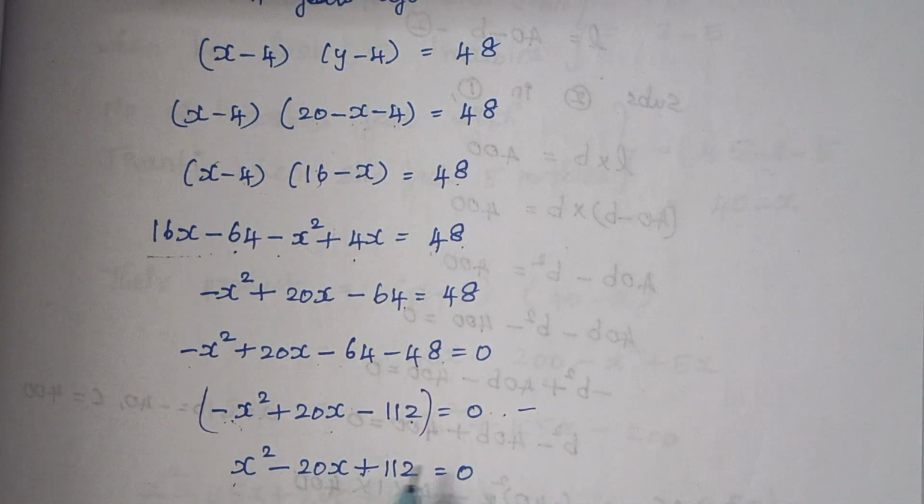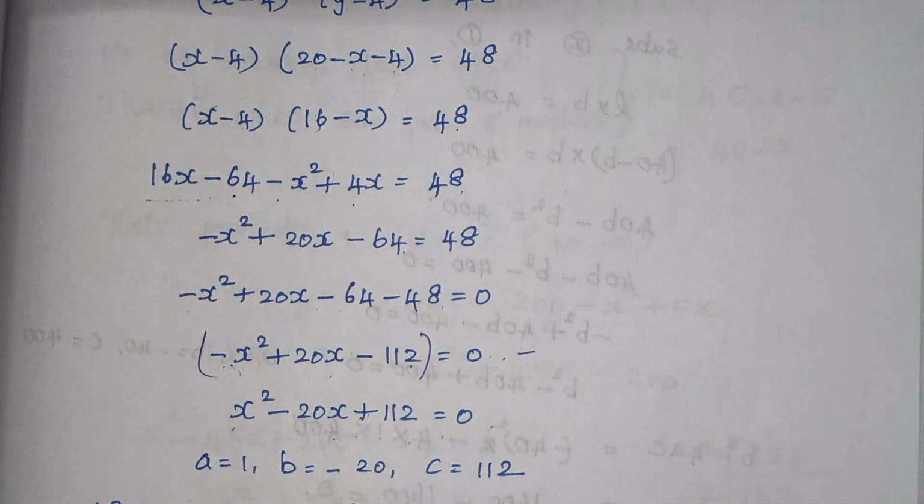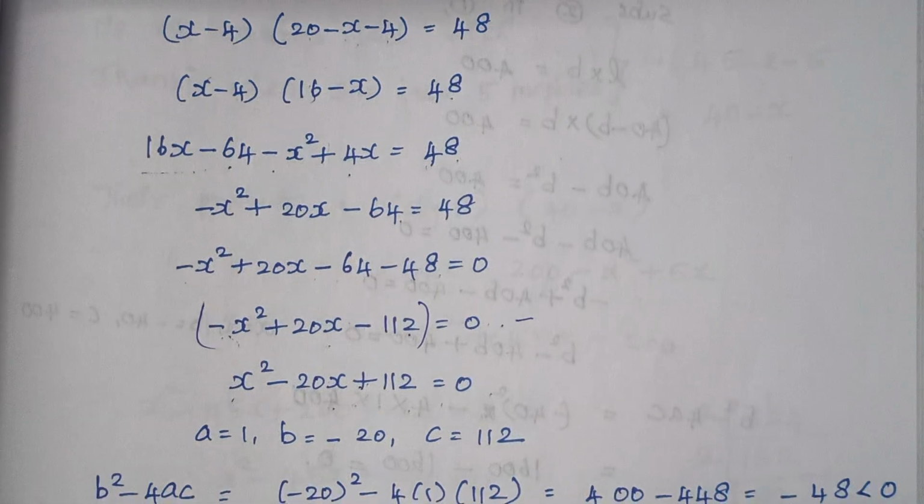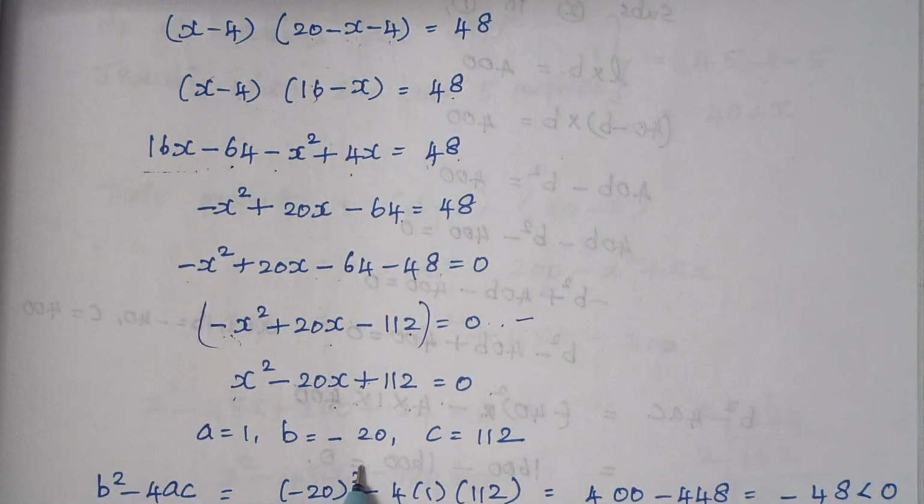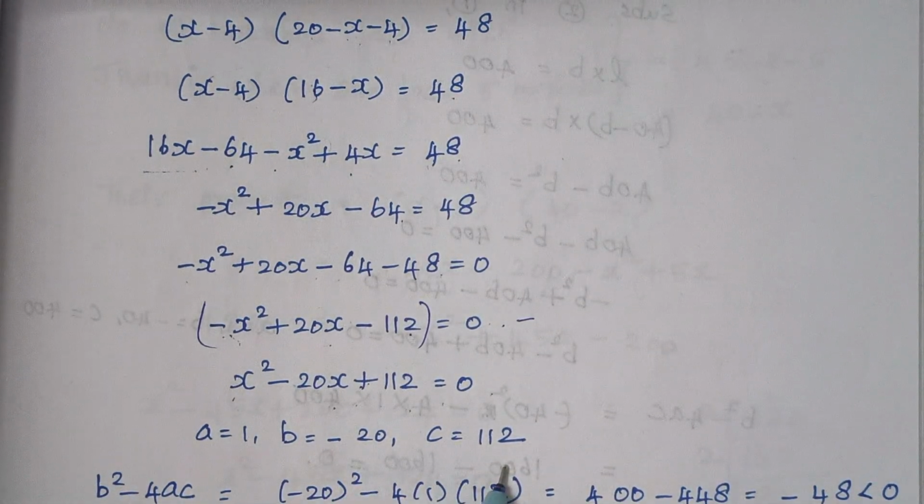So this is our equation. x square minus 20x plus 112 is equal to 0. So here, what is the value of a, b and c? a, b and c are nothing but coefficients. So here the value of a is 1, b is minus 20 and c is 112.